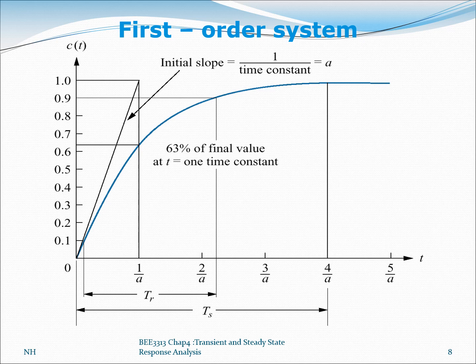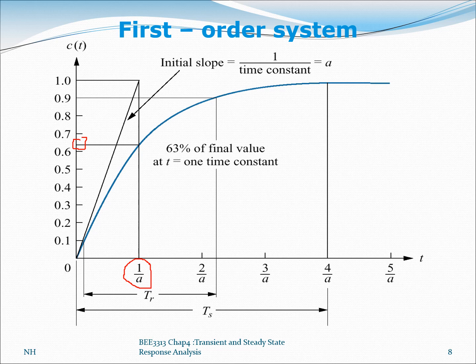All right. You can also find the same thing here at, for example, 1 over a, where we know that 1 over a is tau, you will get 63% of the final value here. Okay, so this is basically the characteristic or the response of the first order system.